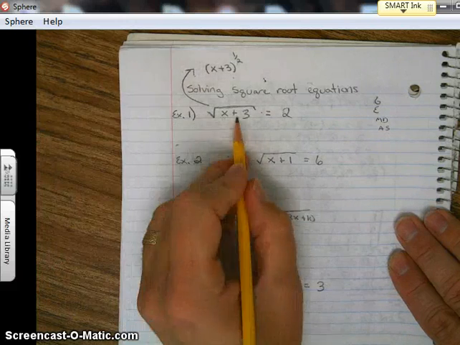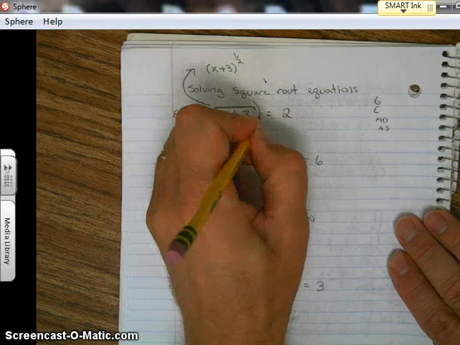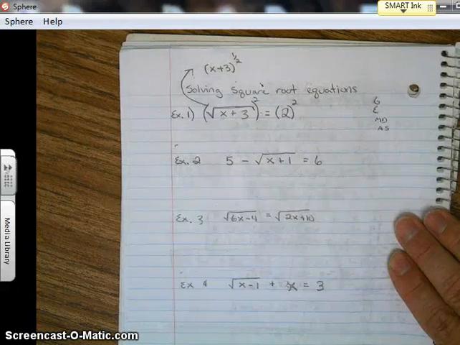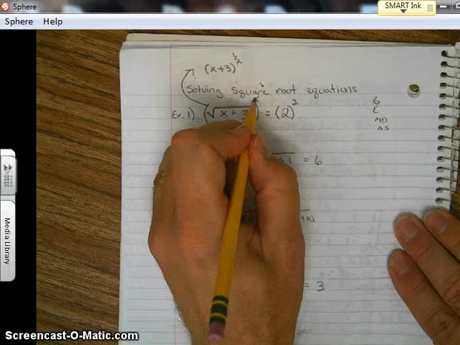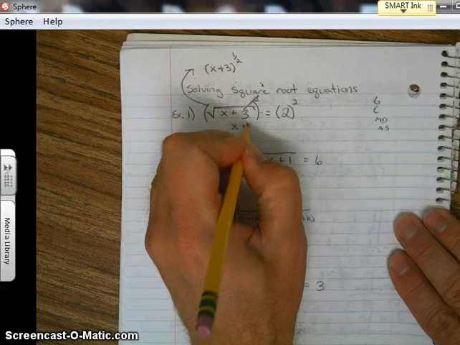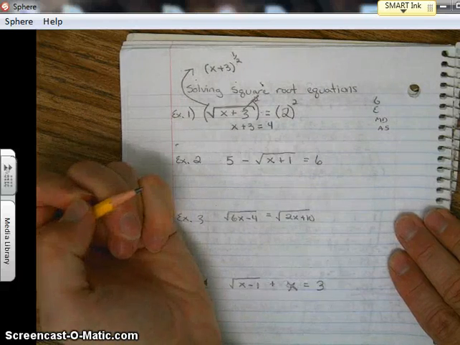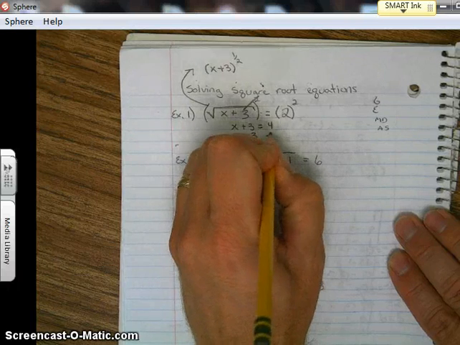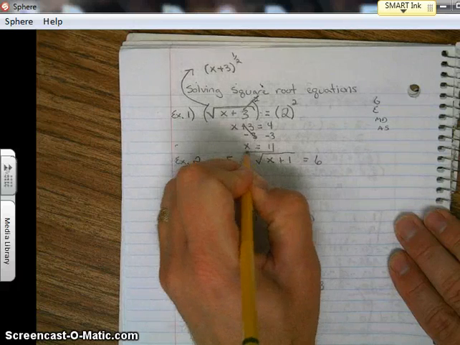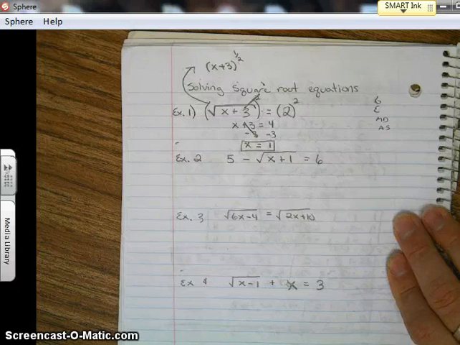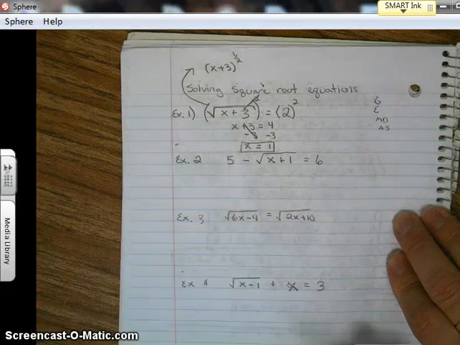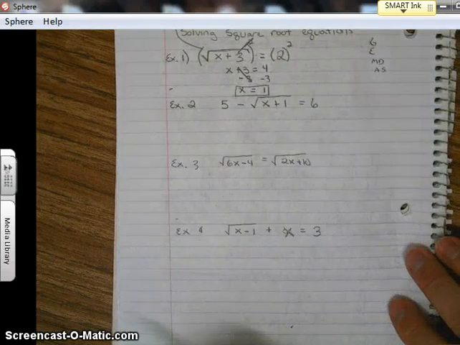Okay, so to cancel out a square root, we basically square it. What you do to one side, you do to the other side. So the square cancels out the square root. We're left with x plus 3 equals 4. And simple finish, we get x equals 1. Now you can plug this in and see if your answer is right. 1 plus 3 is 4. The square root of 4 is 2. Easy check.